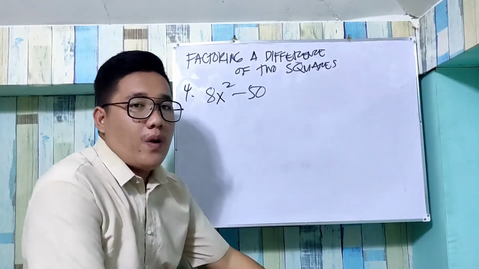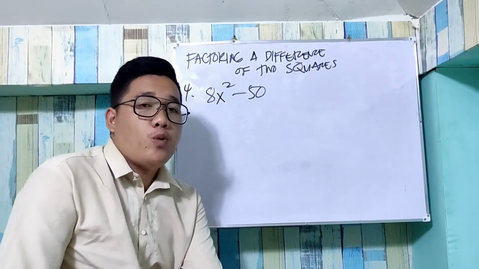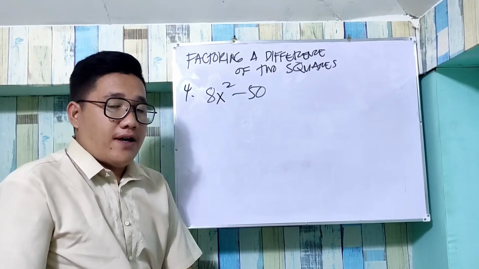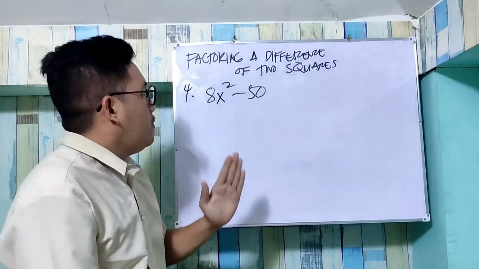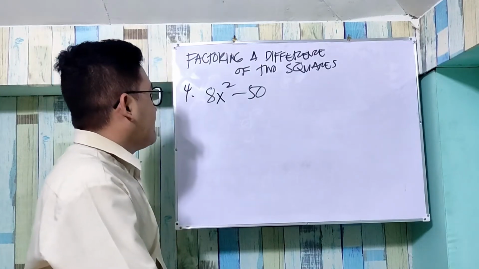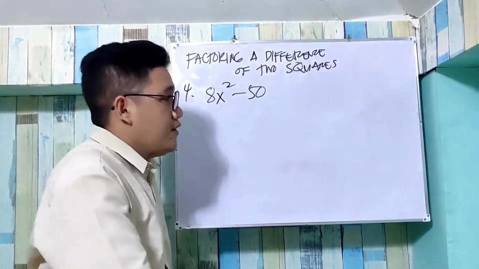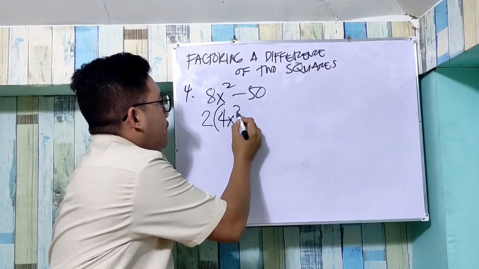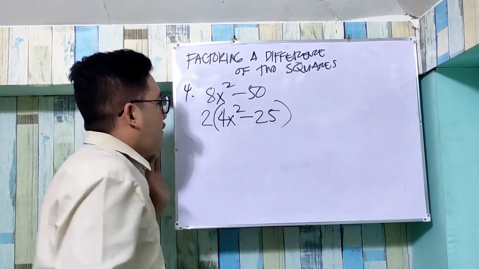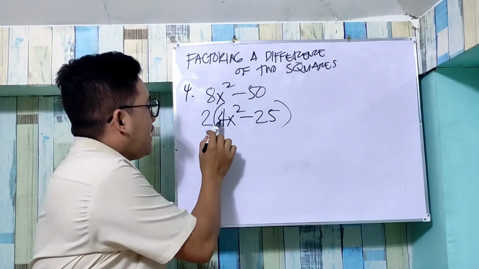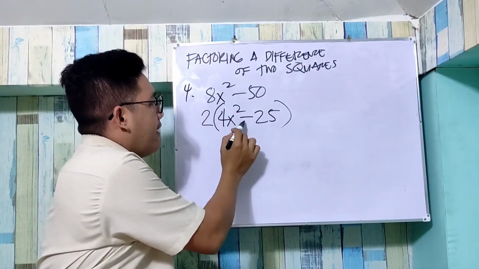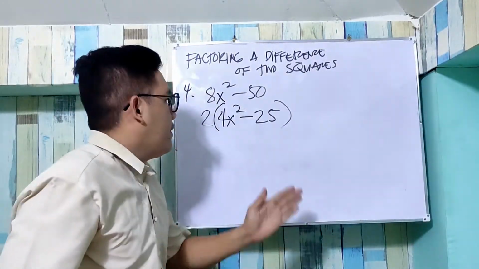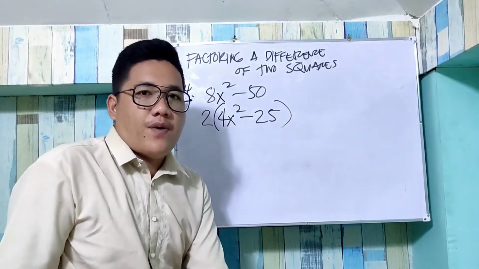What we are going to do is apply the lesson 1. This is factoring polynomial with a common monomial factor. Okay, so we are going to factor 8x squared minus 50. So we can have this one: 2 times 4x squared minus 25. Why? 2 times 4 is 8. Copy x squared, minus 2 times 25, 50. And 4 is a perfect square number and 25 also is a perfect square number.